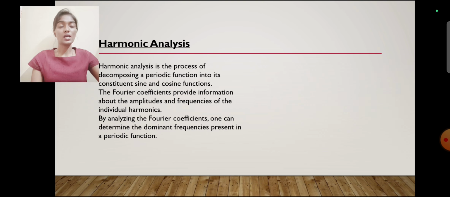Harmonic analysis. Harmonic analysis is the process of decomposing a periodic function into its constituent sine and cosine functions. The Fourier coefficients provide information about the amplitudes and the frequencies of the individual harmonics. By analyzing the Fourier coefficients, one can determine the dominant frequencies present in the periodic function.